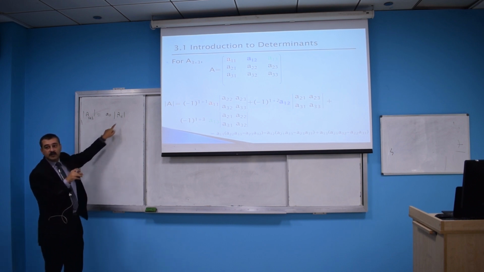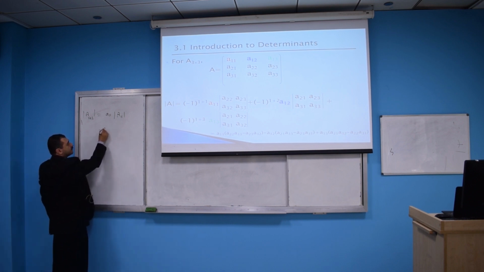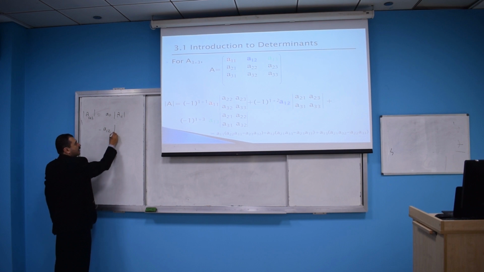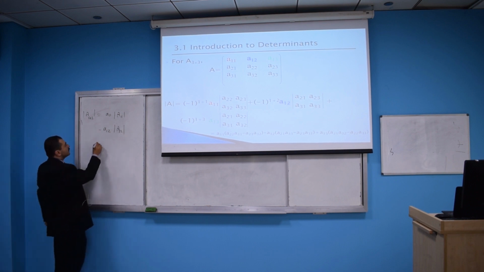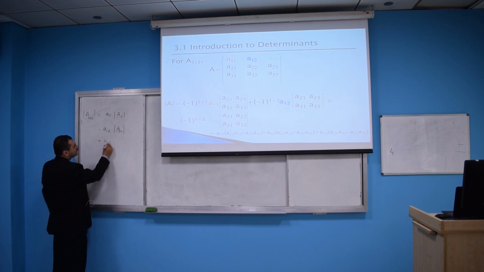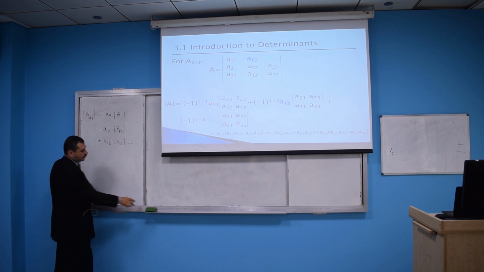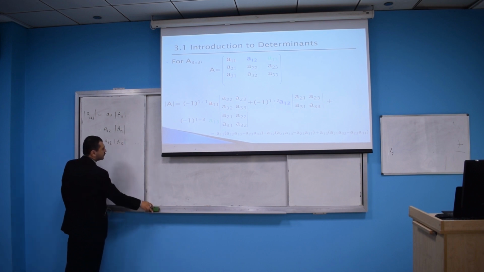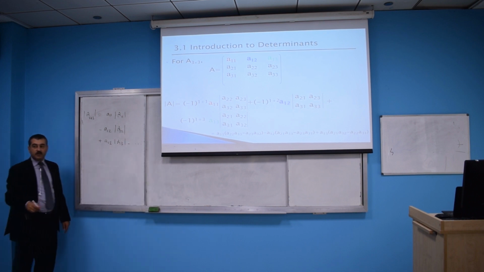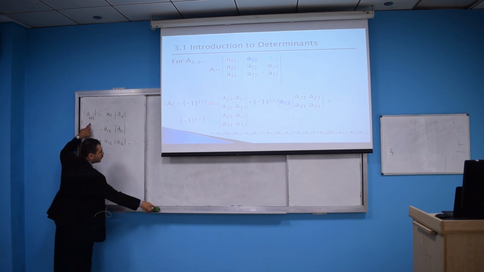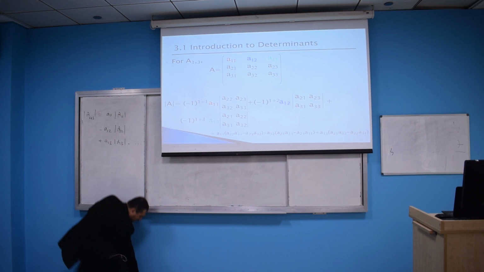This is A11. Then negative A12 minor of A12, plus and so on. Or negative, but the next one is negative and so on. So this is the case of 3 by 3, so we'll stop here for 3 by 3 matrices.